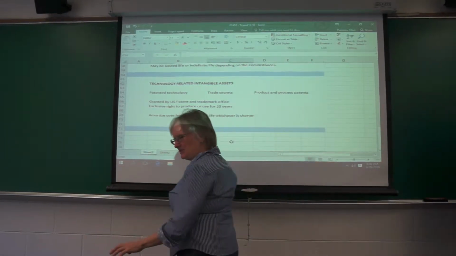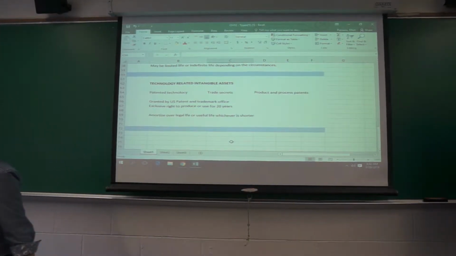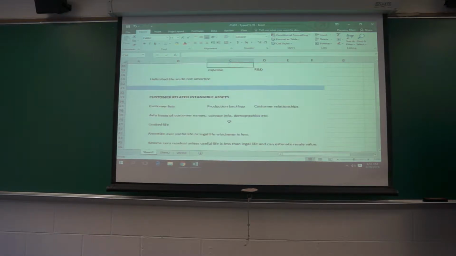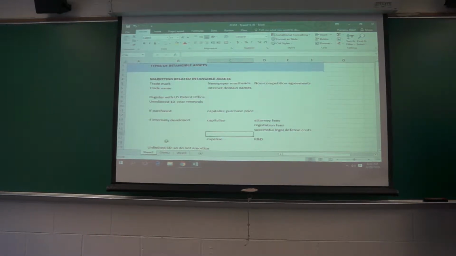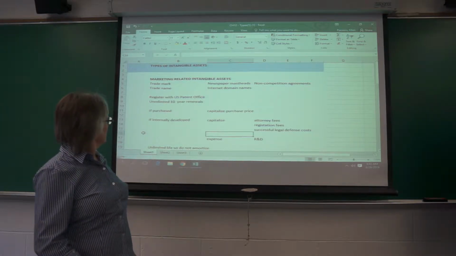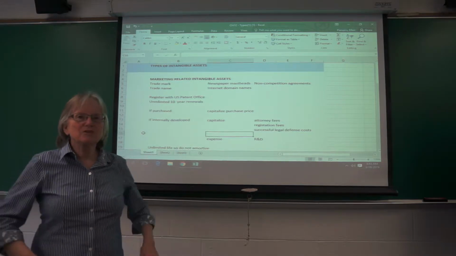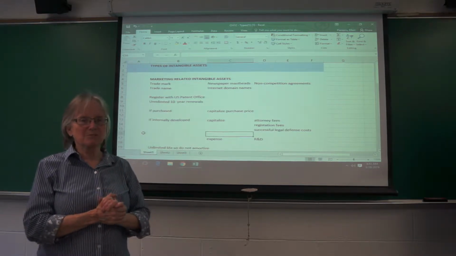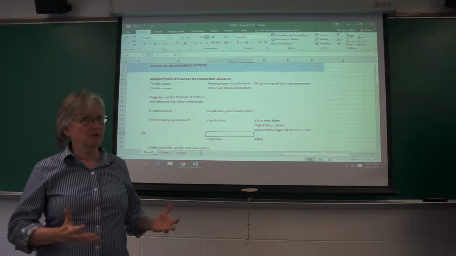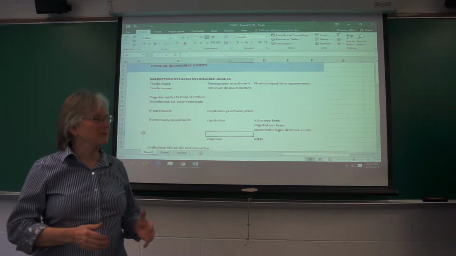Okay, so now we're going to do the types of intangible assets, and we start off with marketing related. These are trade names, trademarks, things like that, internet domain names. These are generally considered to be unlimited life because they're renewable every 10 years. But when you go to do some of the homework, they'll be limited life, so you have to watch out for that.